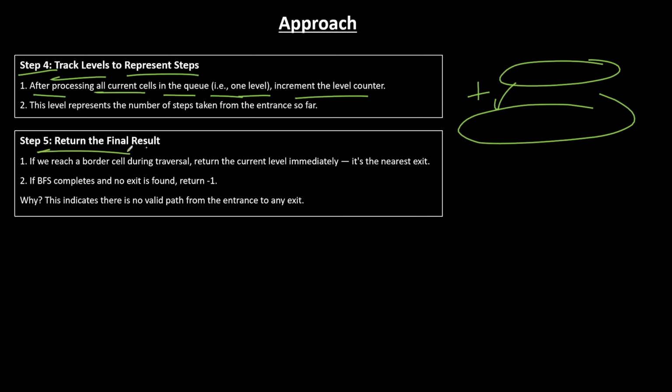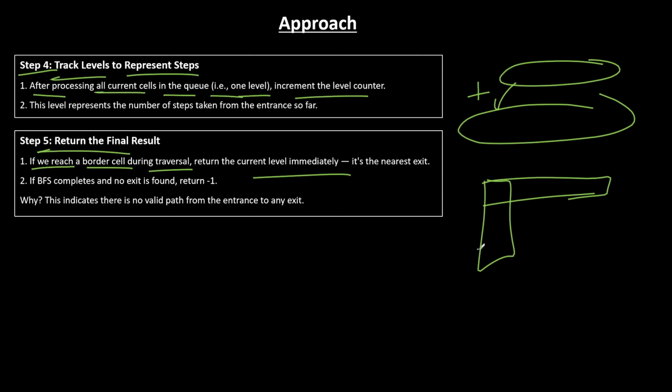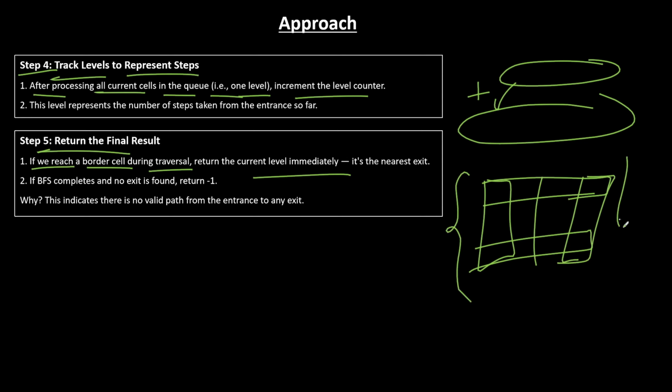And at the end, if we reach a border cell during traversal, we return the current level immediately, right? Even if the queue is not emptied or we have not explored all the grid rows and columns. If we find the exit in between our traversal, then we will return it immediately. And if we don't get it and all the traversal is complete, then we will return -1, meaning there is no exit for the particular grid. So I hope you understood the approach explanation. Now let's move to the next slide.